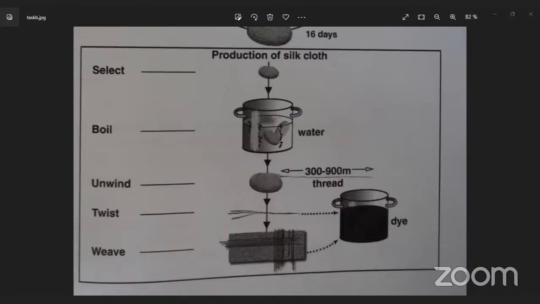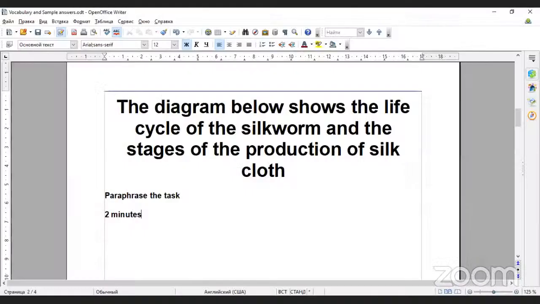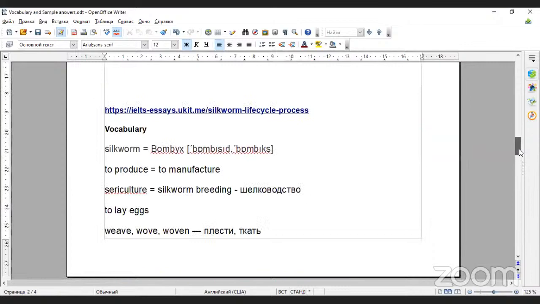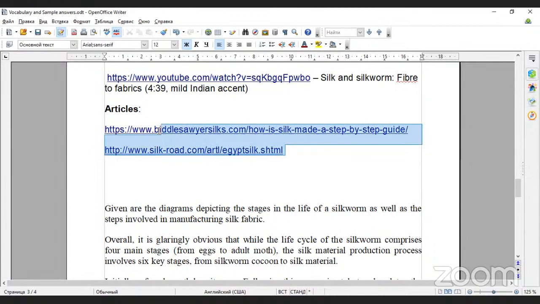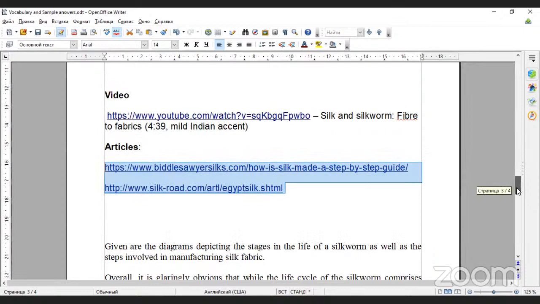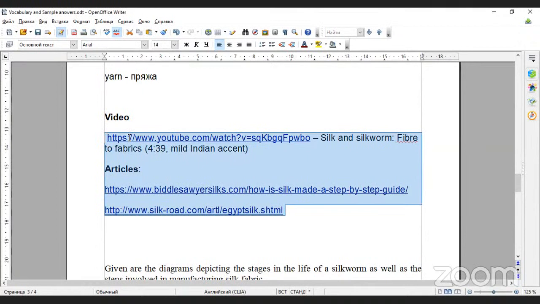Okay, so if anyone wants to add more examples of your overviews, please feel free to do that. I'm going to show you my example of an overview and introduction. Also, if you decide to write this description, before writing it you can read an article and watch a video about how a silkworm lives and how silk cloth is produced.